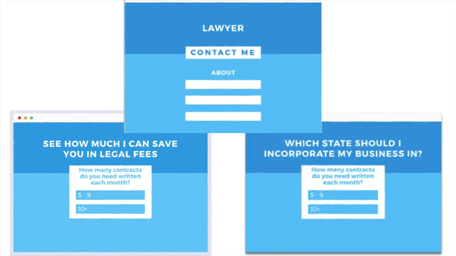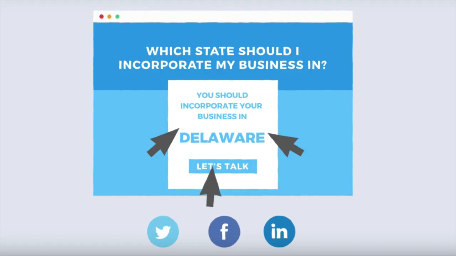To give you an example here, say on a lawyer's website, the primary call to action was just contact me. Now think about it from the perspective of a potential client. There are billions of lawyers out there with the same call to action. So how do you even go about picking one? Now imagine if the primary call to action was instead, see how much I can save you in legal fees, or which state should I incorporate my business in? Which link is providing more value? Which link is the customer more likely to click on?